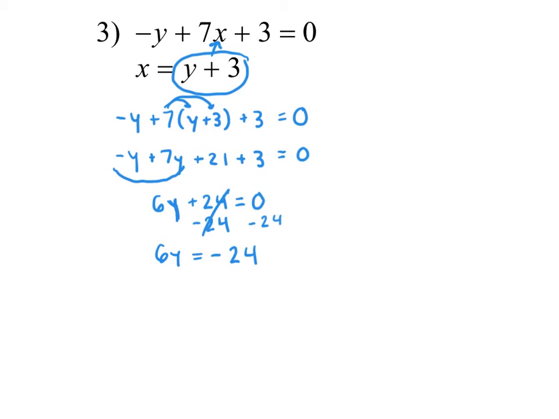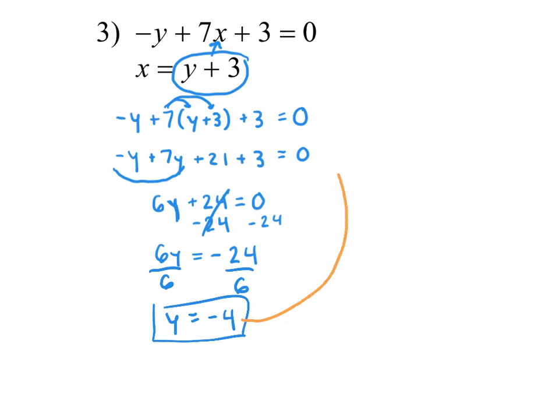What do we do next? Divide by 6. So y is equal to, what's negative 24 divided by 6? Negative 4. So that's our answer for y. How do we find x now? We plug it in. Awesome. Take negative 4 and plug it in for y.